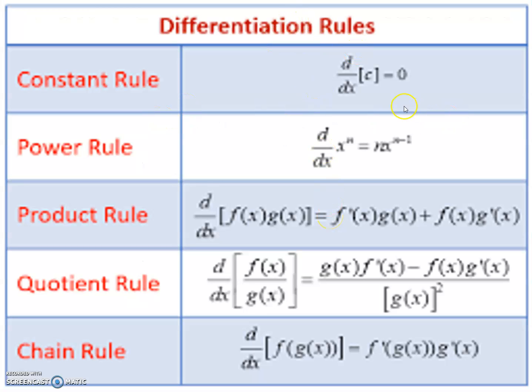Differentiation rules. Derivative of a constant is equal to 0. Power rule: derivative of x raised to n is n x raised to n minus 1. Product rule: for f of x into g of x, it is f of x into g dash of x plus g of x into f dash of x, that is, u v derivative is u derivative of v plus v derivative of u. Quotient rule: f of x upon g of x, whole bracket square, g of x derivative of f of x minus f of x derivative of g of x. Chain rule: derivative of f of g of x is f dash of g of x into g dash of x.